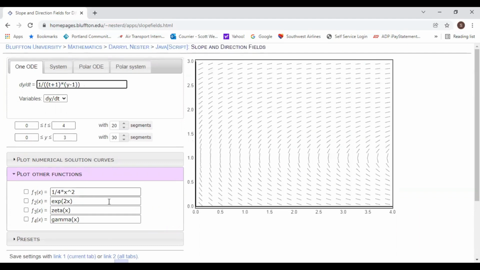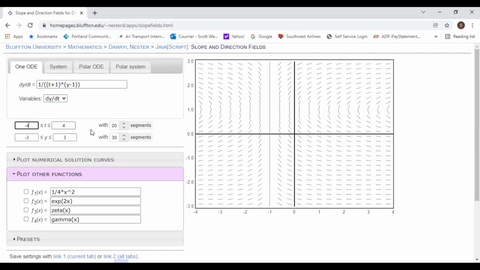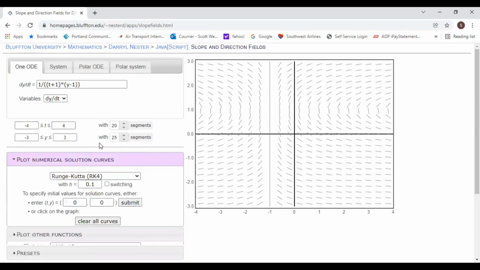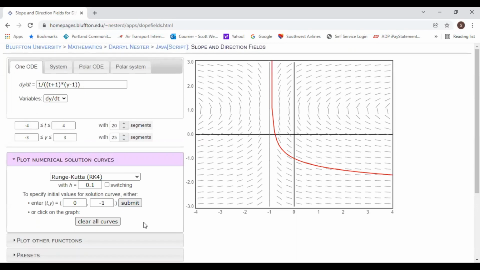Okay, so you can see here we got some interesting stuff going on. I'm going to change our window back to the default of -3 to 3 and -4 to 4. And notice some very peculiar features on this particular graph. And if we put in the initial condition that we had, y of 0 equals -1, so that means we're going to have a -1 here, you can see that we have a curve that looks very peculiar indeed.